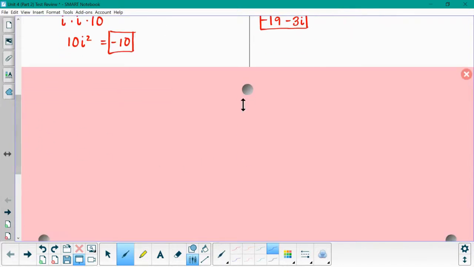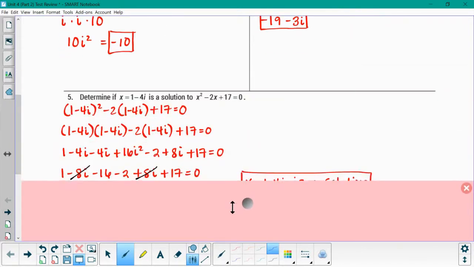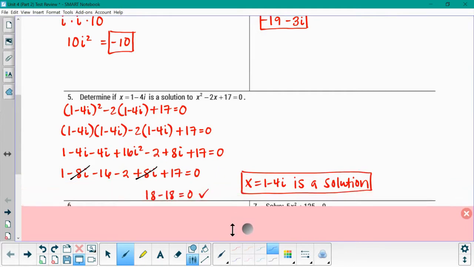Looking at number 5, we are determining if x equals 1 minus 4i is a solution to x squared minus 2x plus 17. Well, in order to determine if it's a solution, we're going to have to plug in 1 minus 4i everywhere that you see an x. So I'm going to do 1 minus 4i squared minus 2 times 1 minus 4i plus 17 equals 0.